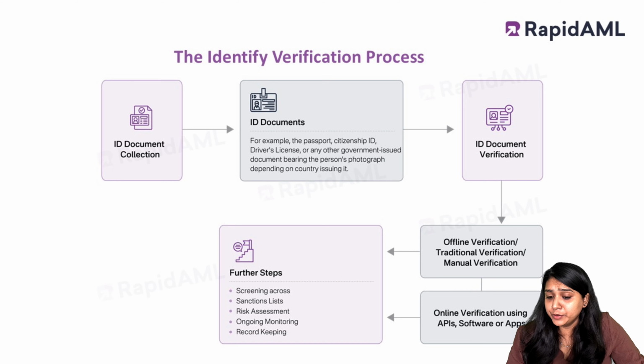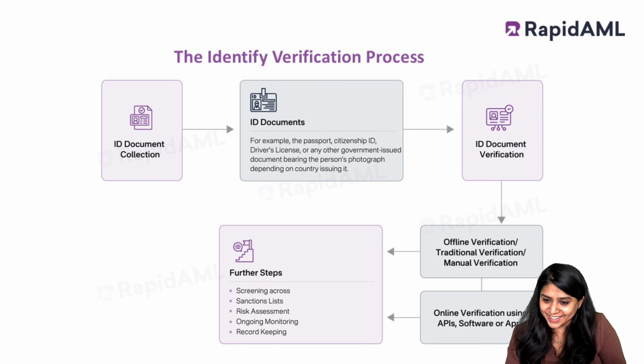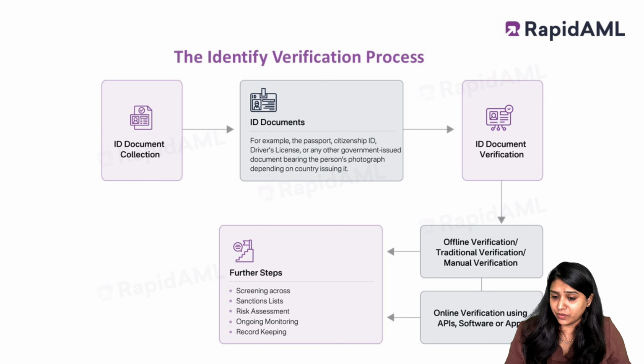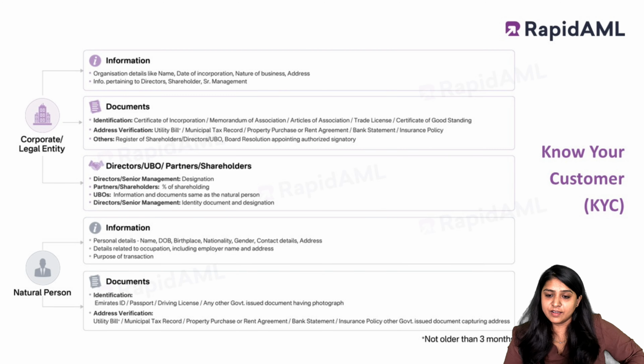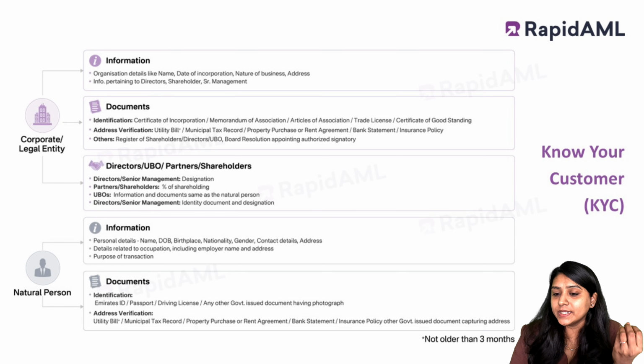Once you have the documents in place, the next step would be screening, risk assessment, ongoing monitoring, and making sure that we are maintaining the record. So the next topic is about what are the documents that you can take or seek when you are onboarding a corporate entity or a natural person.